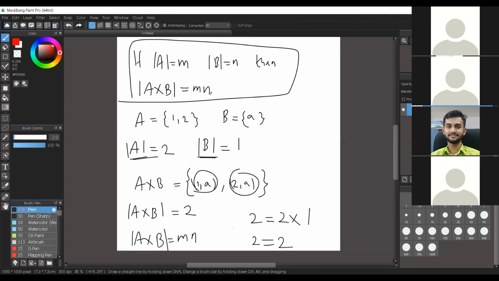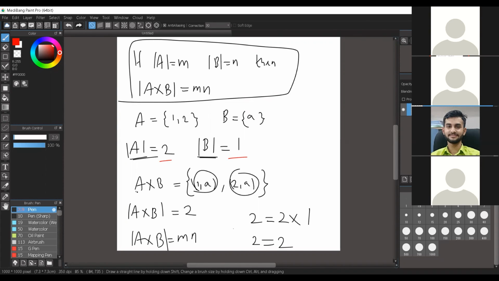For example, we have set A, it has elements 1 and 2. So what's modulus of A? What's the number of elements in A? 2. And what's the number of elements in B? Modulus of B is 1. We have 2, we have 1.